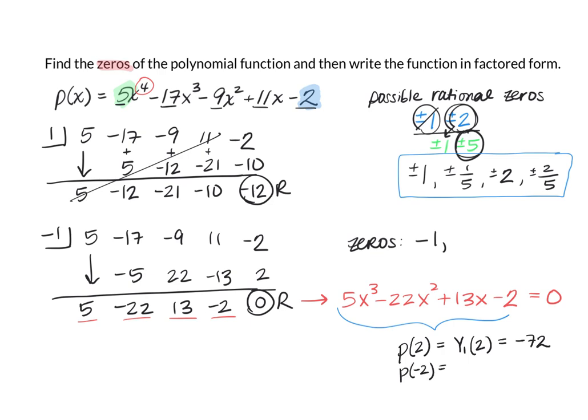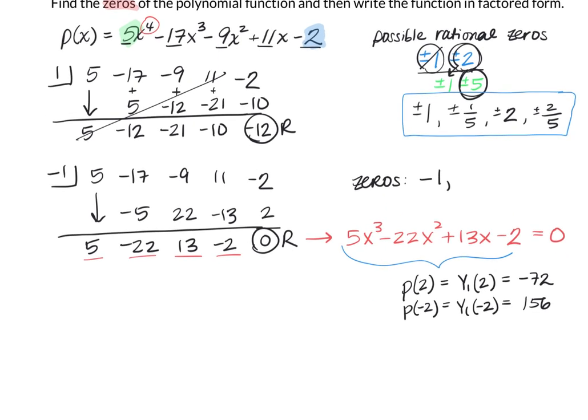So again, p of -2 is what we would write on paper, but in the calculator, it's going to look like y1 of -2. So utilizing our calculator and substituting in -2 into the function, you'll see that it is equal to 156. So sadly, -2 doesn't work either. So then we've got to move to the fractions. So we'll try 1/5.